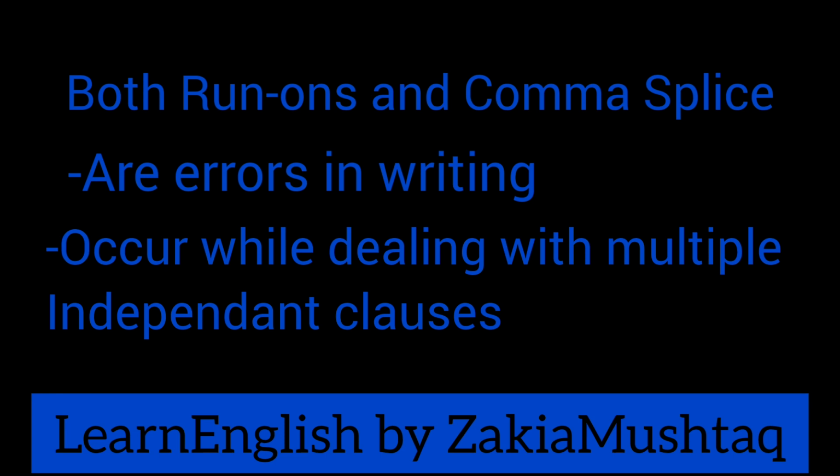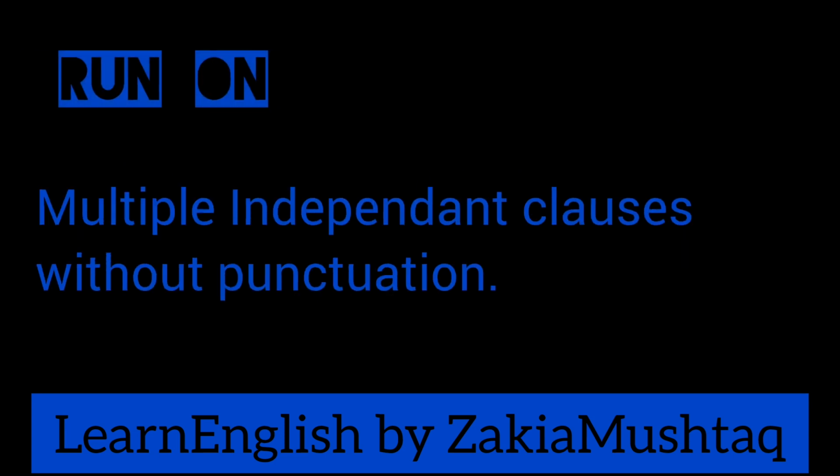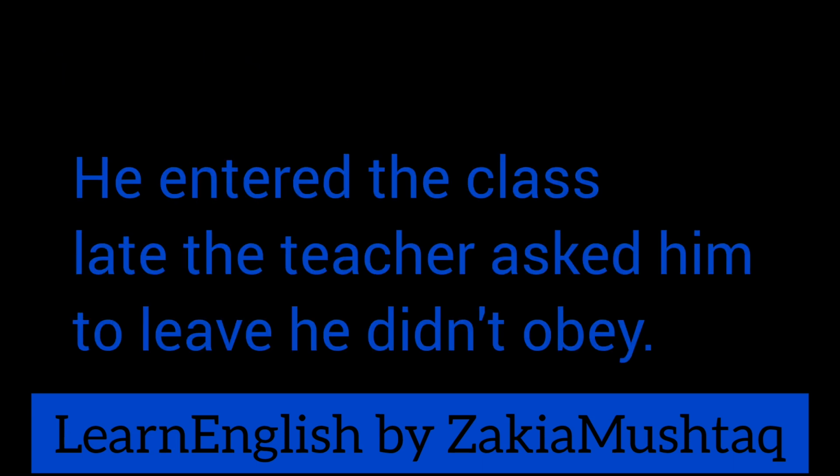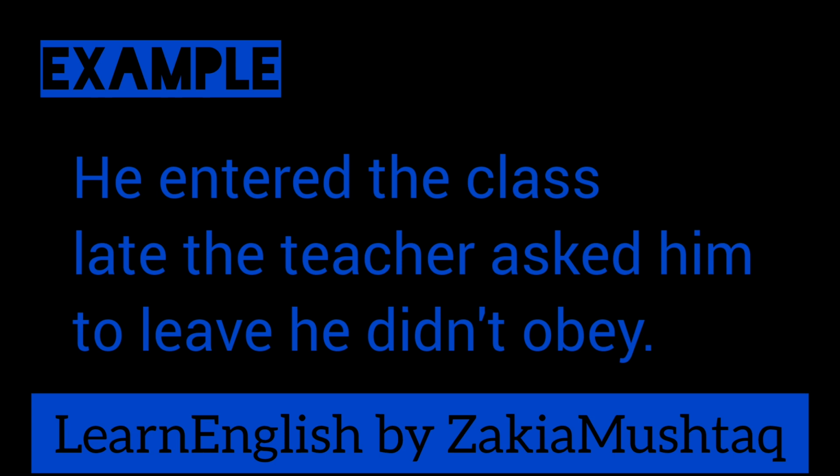Let's talk about it. Run-on is when we are dealing with multiple independent clauses and we write them without using any punctuation mark. So run-on वो error है जब आप दो या दो से ज़्यादा इंडिपेंडेंट क्लॉजेस लिख रहे हैं और फ्लो में आप लिखते हुए विदाउट एनी पंक्चुएशन उनको लिखते चले जाते हैं. फॉर एग्जाम्पल, ही एंटर्ड द क्लास लेट, द टीचर आस्क्ड हिम टू लीव, he didn't obey.